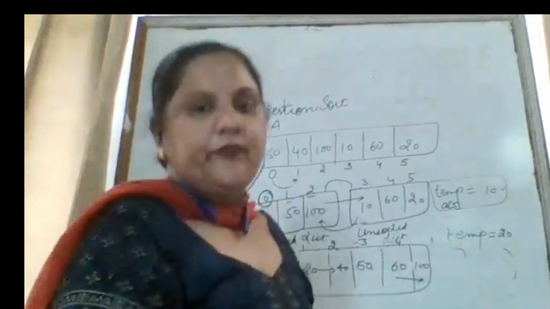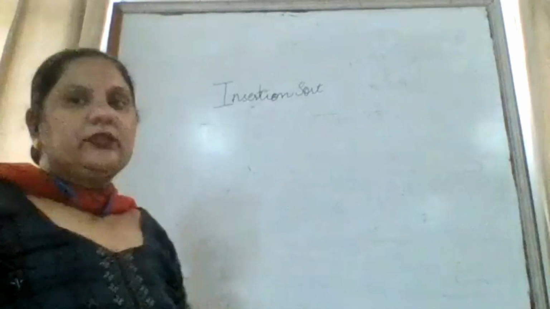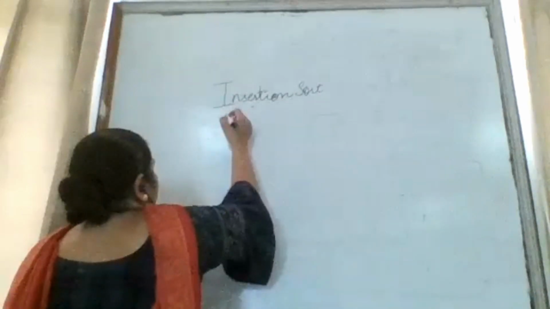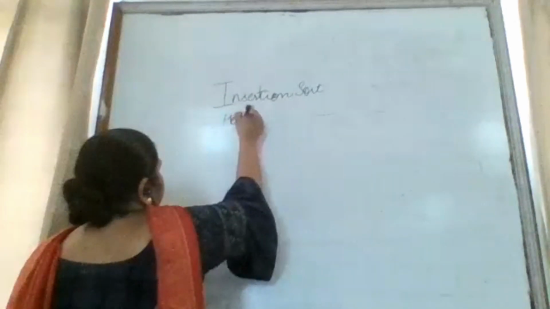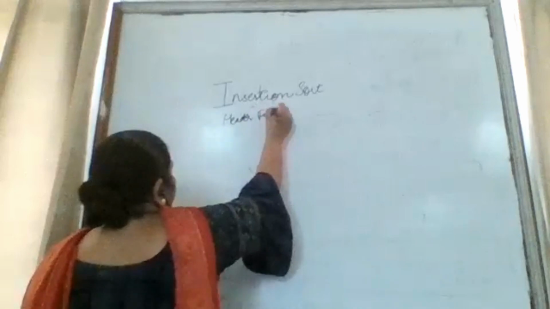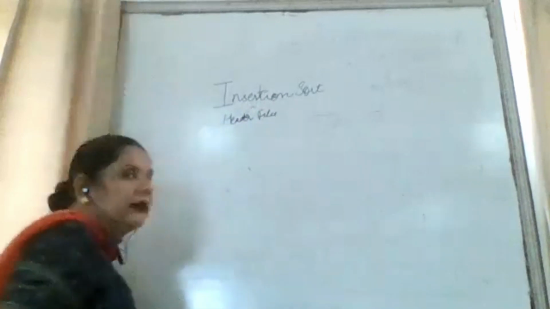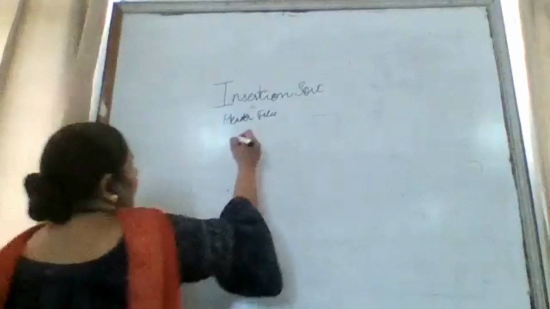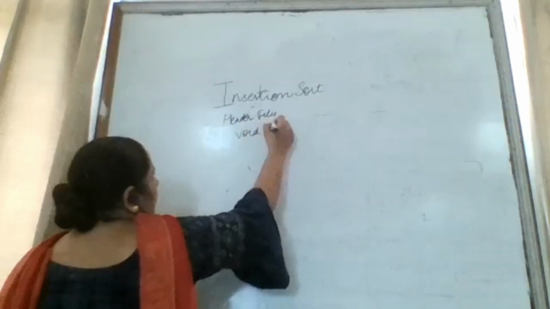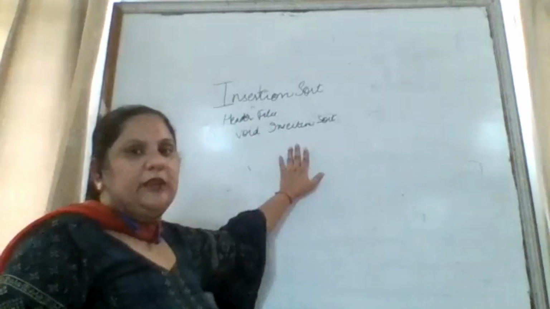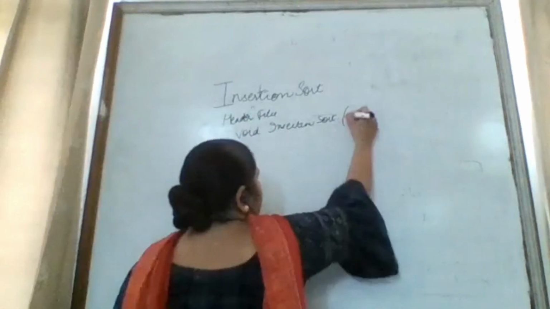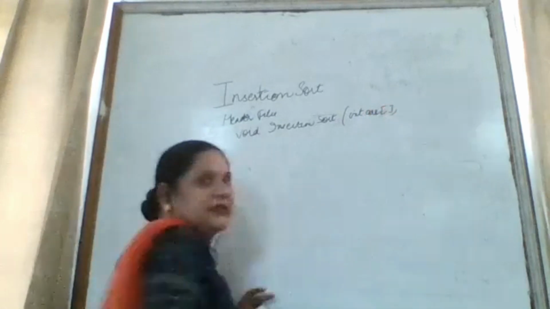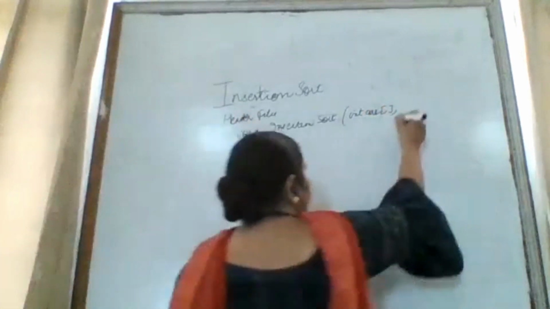Okay. So write the code for it. We will include the header files. Then write the code for this insertion sort. So how will we write it? Write void insertion sort. You will give the function name as insertion sort. Pass the array and pass the number of elements in the array.